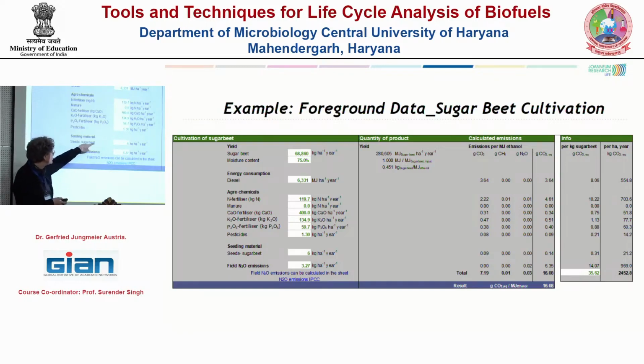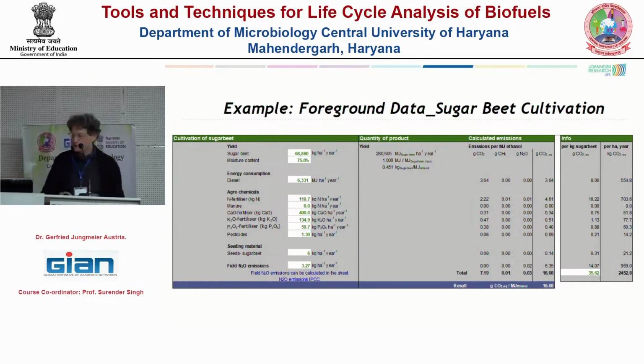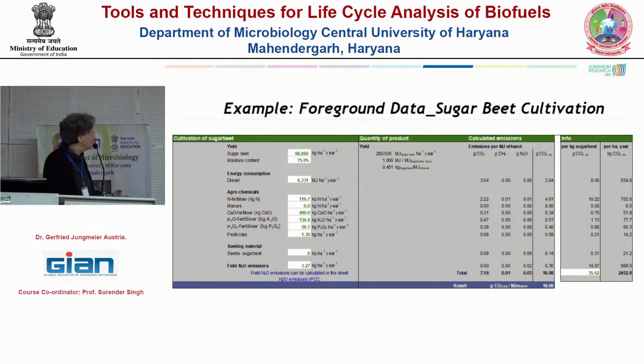Here finally also the seeds, because when you start sowing, you need seeds. Also, the making of the seeds is an emission, and also how many seeds you need per hectare. So we need 6 kilogram of seeds. The farmer knows that to plant 1 hectare of sugar beet, and finally also the N2O emissions. So how much N2O is emitted? Here it's 3 kilogram per hectare and year.